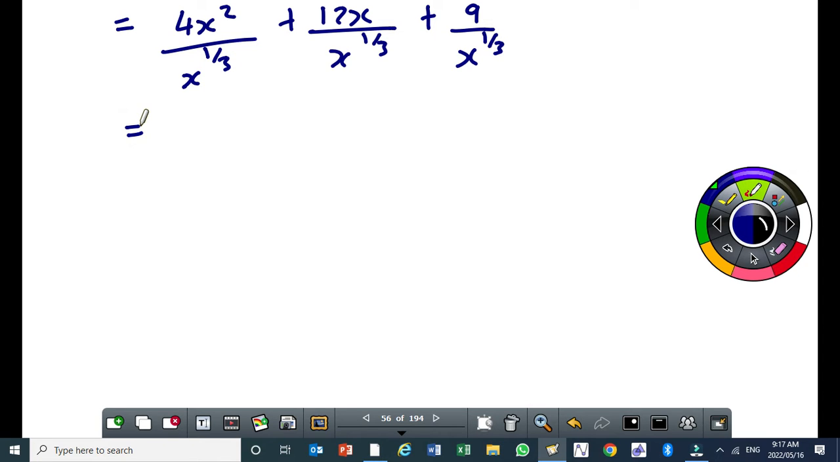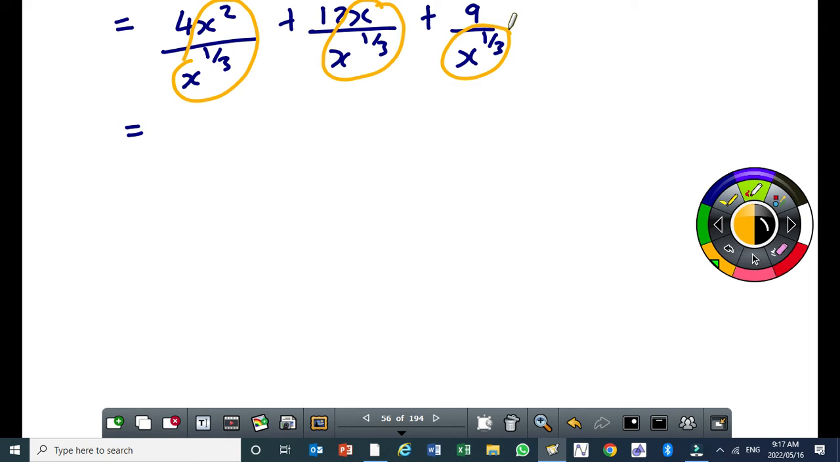So the second law of exponents. Here we have the same base, so we can subtract the exponents. Also here we have the same base, with x to the power of a third as the denominator. So here it will be 2 minus a third. 2 minus a third gives you 5 over 3, so this becomes 4x to the power of 5 over 3. If you are dividing terms that have the same base, you subtract the exponents. So 2 minus a third gives you 5 over 3.